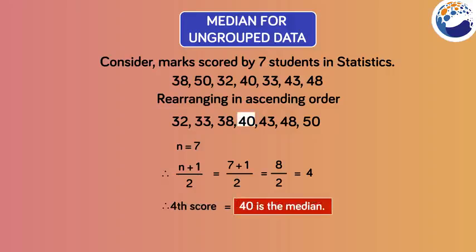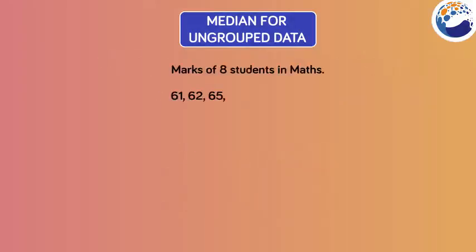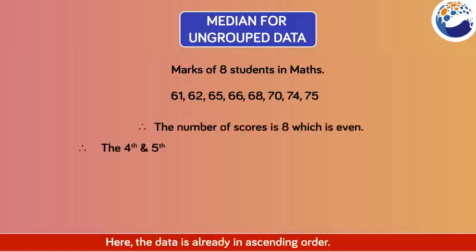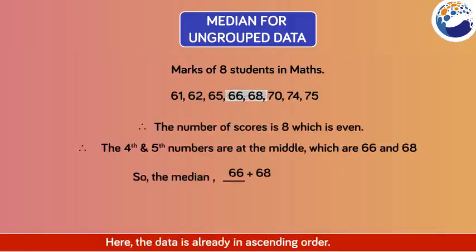Now, consider marks of 8 students in maths. The number of scores is 8, which is even. Therefore, the 4th and 5th numbers are at the middle, which are 66 and 68. So, the median is (66 plus 68) upon 2, which is equal to 67.